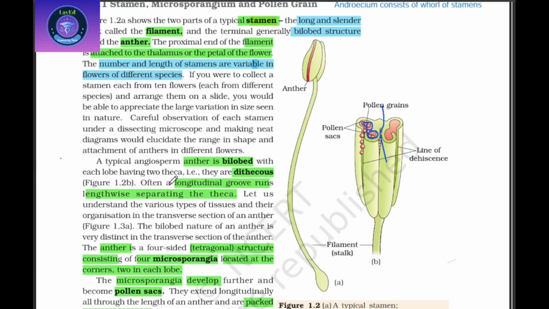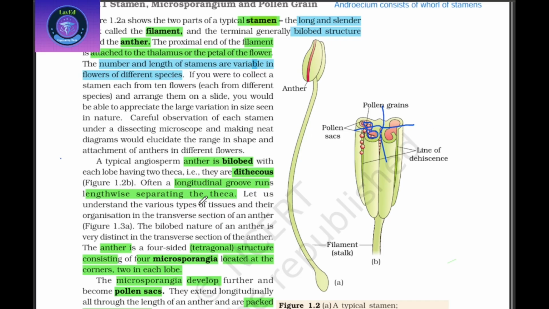What is given? Often a longitudinal groove runs lengthwise separating the two theca. Means what? You see this part. Longitudinal groove running lengthwise. It is cutting like that. It is cutting the two thecae, or you can say a cut in a single lobe in a longitudinal manner, which separates the two thecae. Next page there is a diagram. I will show you, but let's focus on what is given.